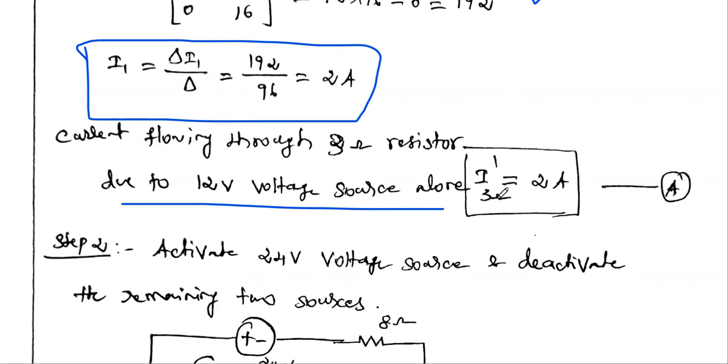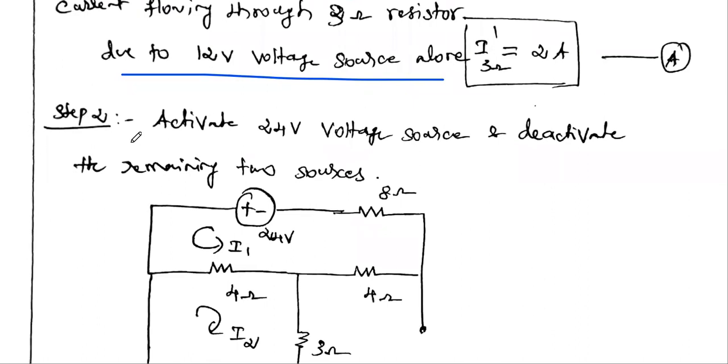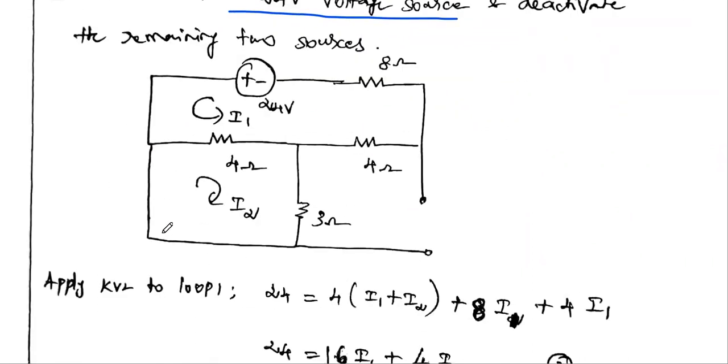I dash is the current flowing through the 3 ohm resistor due to the first source. You take it as equation number A. Okay, similarly the second step. What is the second step? We have to activate the 24 volt voltage source and deactivate the remaining two sources. So in the given diagram, the 12 volt battery is short circuited, this 3 amps current source is open circuited. So you just activate only this 24 volt battery.